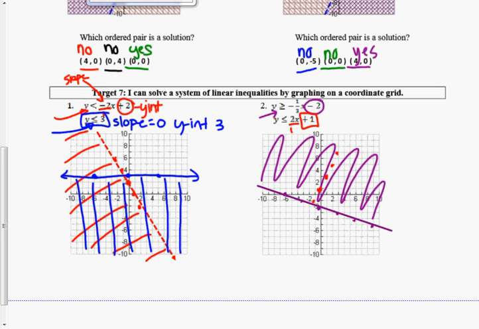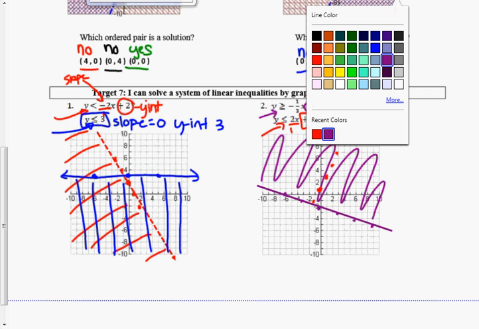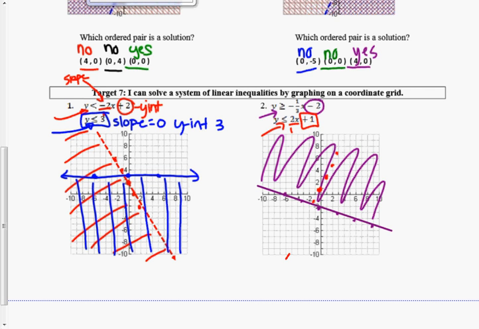We have an equal to symbol, so we need our solid line again. And then it wants everything less than or equal to. So less than is going to be underneath our graph. So to go underneath our graph, I'm going to shade everything on this right-hand side.